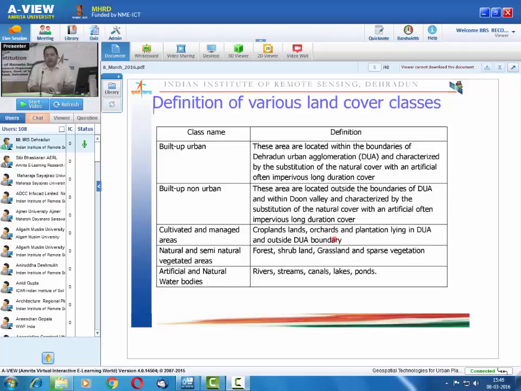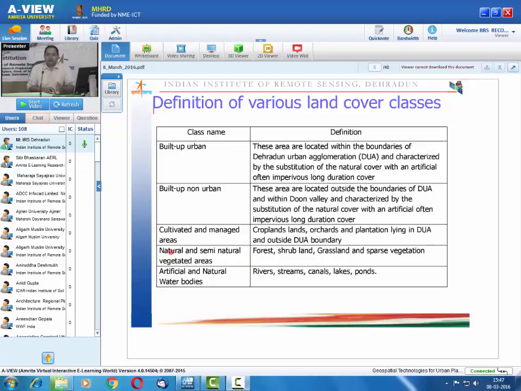The third category was cultivated and managed area. That means the croplands, the orchards and plantations lying both inside and outside the Dehradun urban agglomeration. All croplands, agricultural land, orchards and plantations, which were cultivated and managed areas. These areas were managed by human beings, so these have been classified under one category, cultivated and managed area.